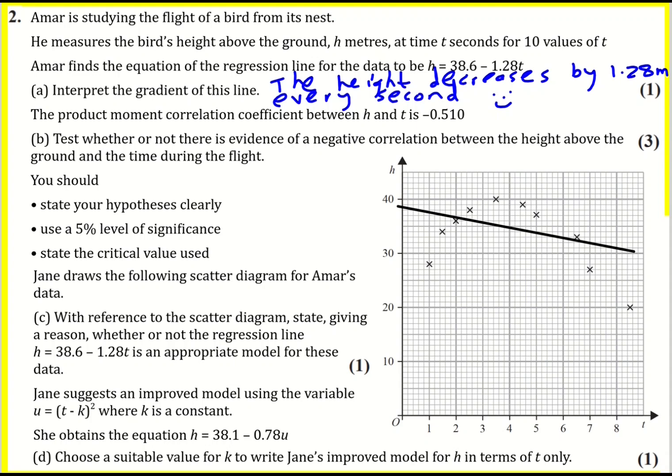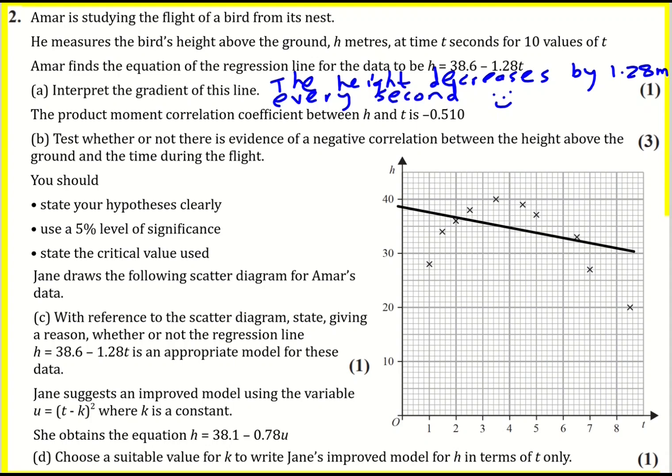Next up, we're told that the product moment correlation between h and t is minus 0.510, and we're asked to test whether or not there's evidence of a negative correlation between the heights above the ground and the time during the flight. Remember, there is negative correlation, but this is just in our sample, whereas our hypothesis test is saying, is there enough evidence to say there's actually this negative correlation for the entire population, like all the values of the height against time, if there were loads more. So right, let's get into this.